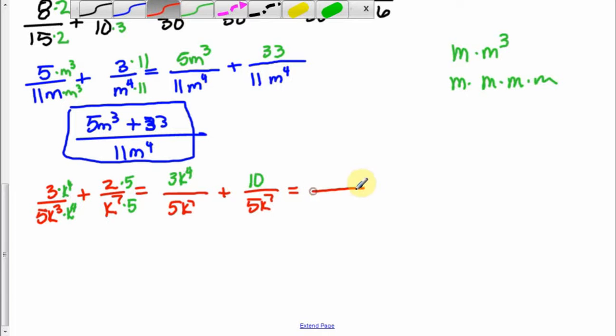and then put it over one denominator, 3k to the fourth plus 10. You can't really add those together. You can just write them as an addition expression.